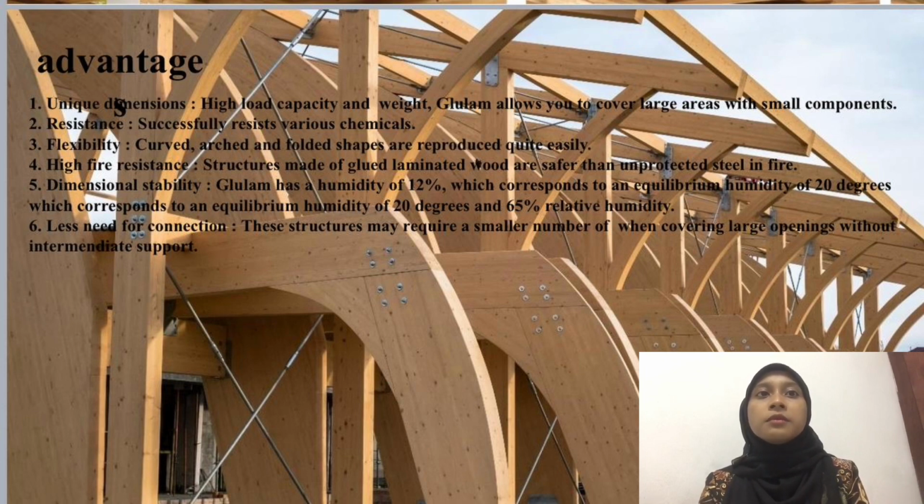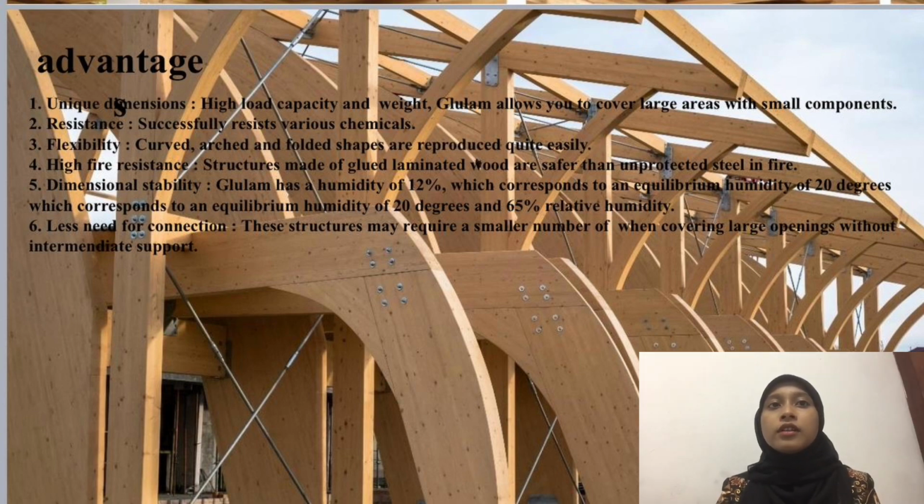Number 5, dimensional stability. The wood has a humidity of 20%, which corresponds to an equilibrium humidity at 20 degrees and 65% relative humidity. Number 6, less need for connection. This structure may require a smaller number of connections when covering large openings without intermediate support.